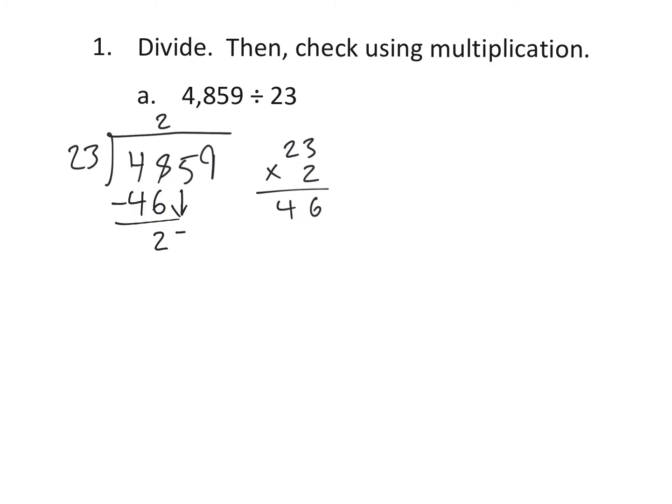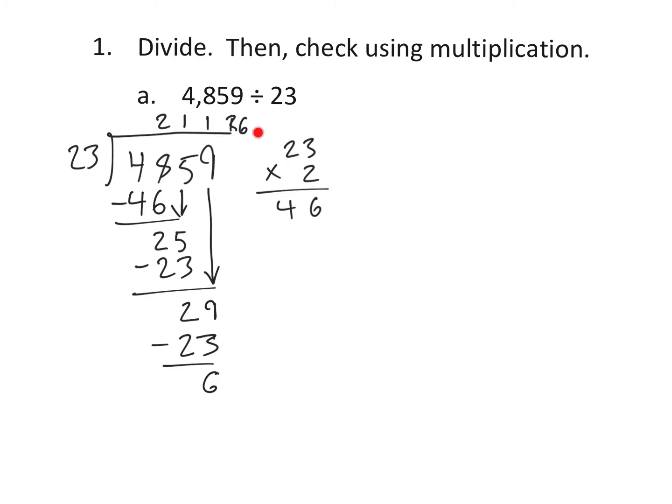That 5 is going to come down. We got 25. And how many times will 23 fit into 25? Well, it's going to fit in one time perfectly. 23. And that's going to give us 2. And then we bring this 9 down. How many times does 23 fit into 29? It fits one time. So we got 29 minus 23. That's going to give us 6, and then we have nothing more to bring down. And so I'm going to have a remainder of 6.